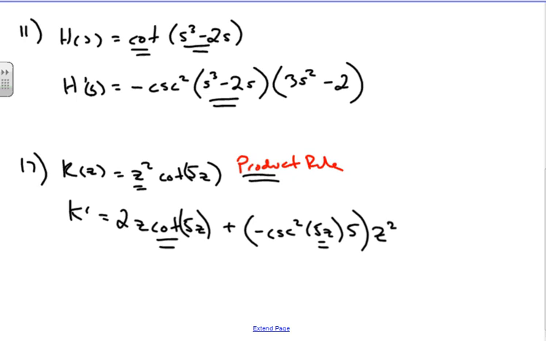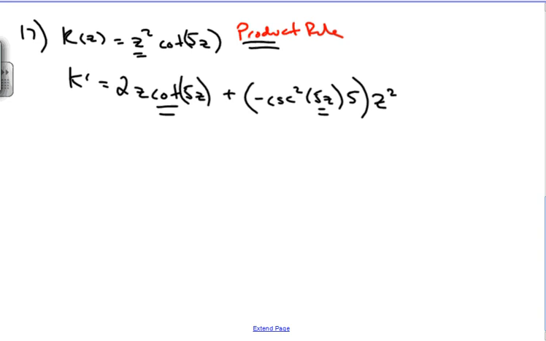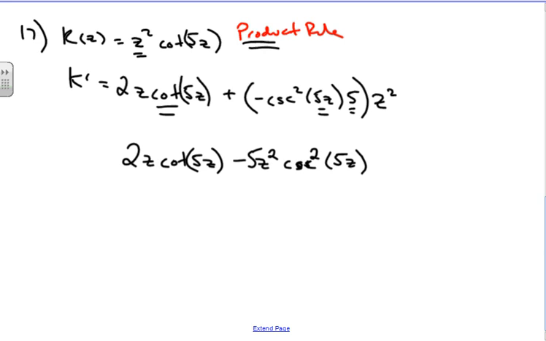With that, if we want to simplify it, we can write 2z cotangent of 5z minus, I'll put z squared in front, cosecant squared of 5z. Oops, put that 5 also right here, that 5 right there, of 5z, and that's our expression.